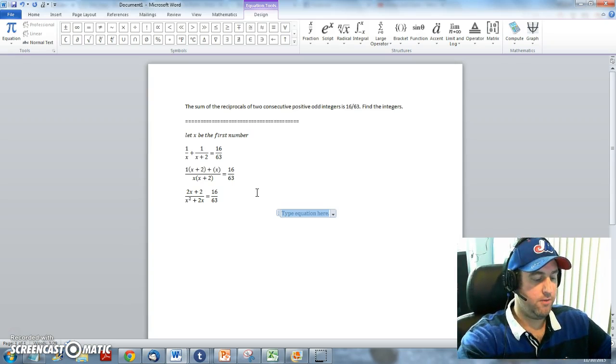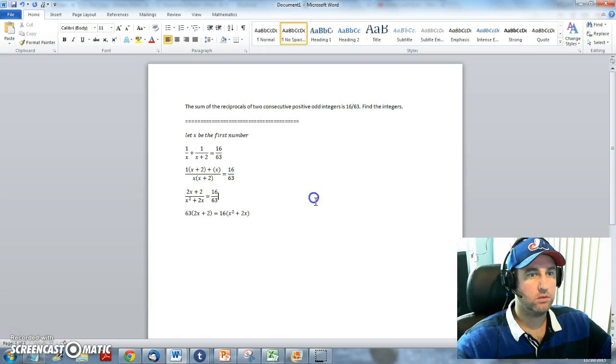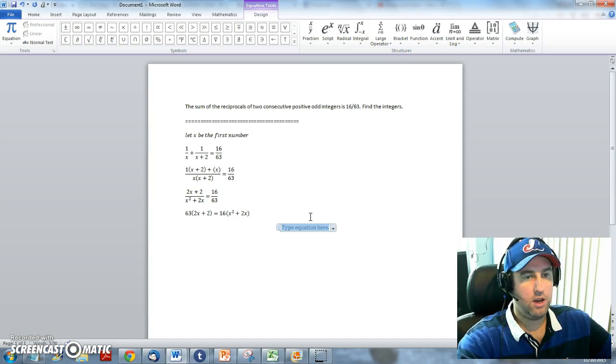So if I do that here, I'm going to get 63 times 2x plus 2 equals 16 times x squared plus 2x. So next, I can expand that. So that's going to give me 63 times 2x is 126x, 63 times 2 is 126, equals 16 times x squared is 16x squared, and then plus 32x.